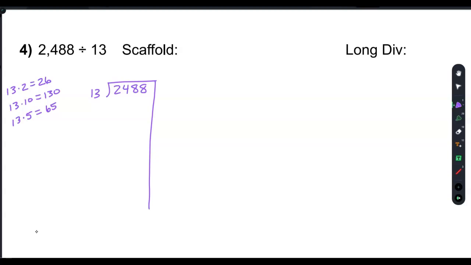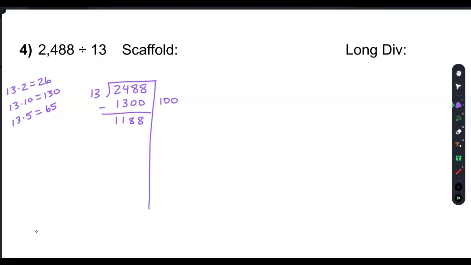I can't do like 6,500. Unfortunately, that's too big, but I could do 650. That's better than 260 or 130, right? So actually, I might go ahead and do, instead of that one, let's do the 13 times 10 is 130. So that means 13 times 100 would be 1,300. That's not bad. So let's see, if I subtract that, I get 1,188. Unfortunately, 1,300 won't go into that again.